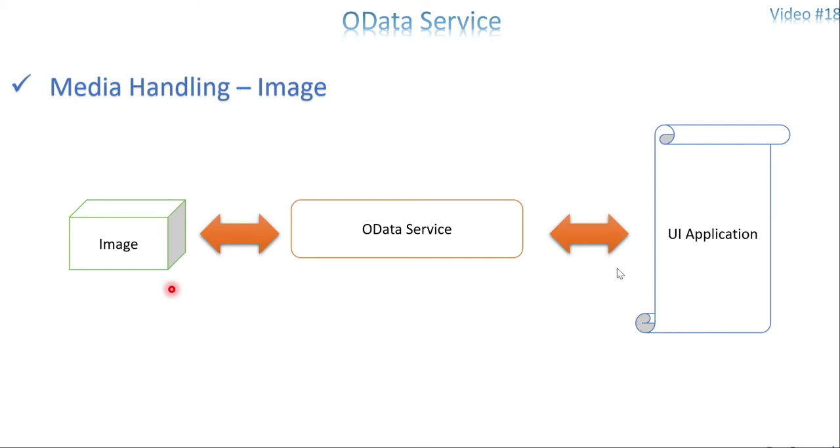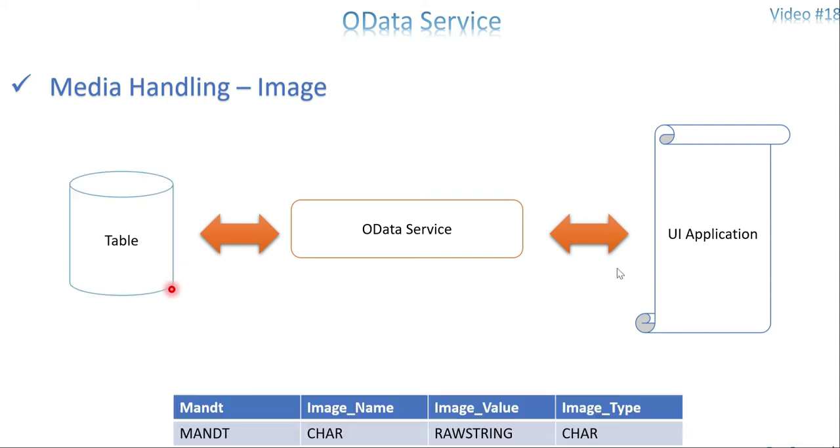And the format of my table would be like this. MA entity, the basic field, and an image name, which may be a character data type, and image value is a raw string data type. And image type is a character. So this is the only part that is a little new. We have to use raw string to store the image as a raw string in the database table. So this is a custom table which we are going to create, and this is a very basic design. If you want to add create date, created by, depends on your need. You can add whatever fields you want.